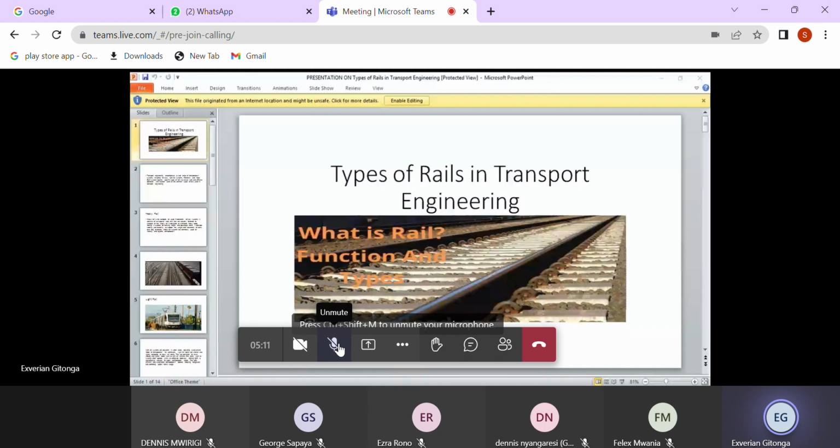Now let's take the roll call. Samuel Ngigi, Felix Mwania, Present. Ezra Rono, Present. George Sapaya. Present. Now, since a majority of us are in class, we are not going to waste any other time. I want us to go directly to types of rails in transport engineering.